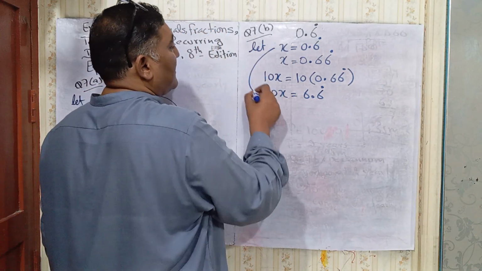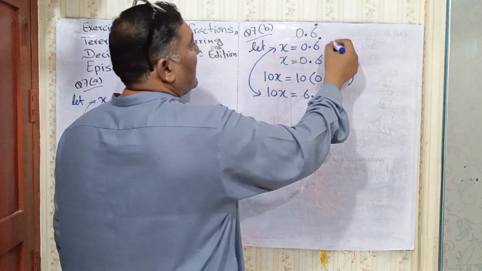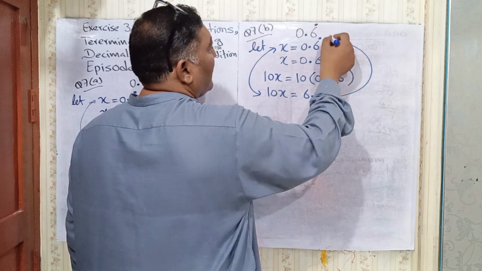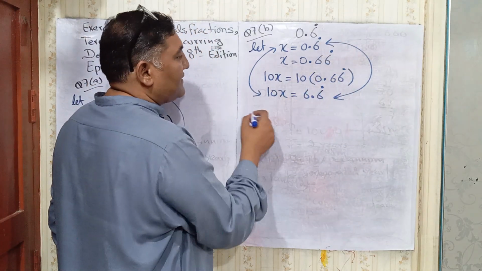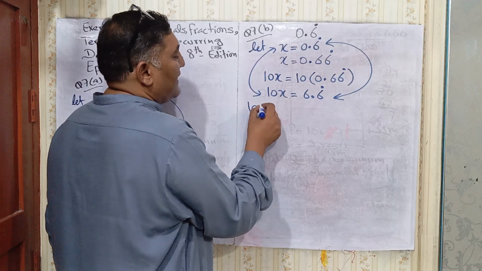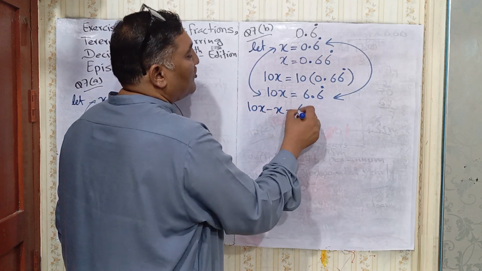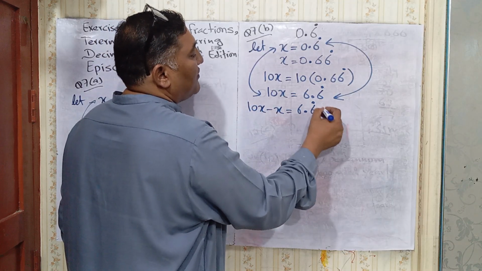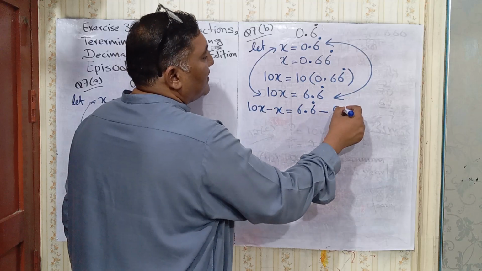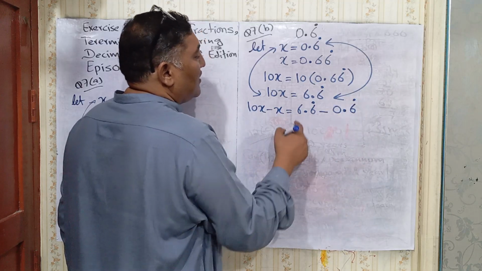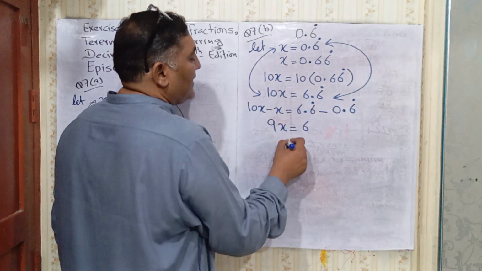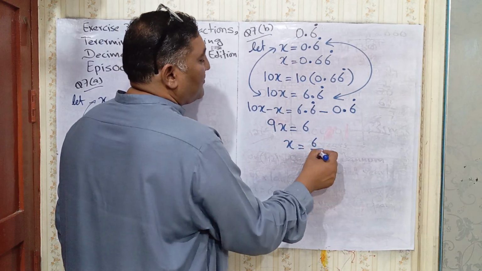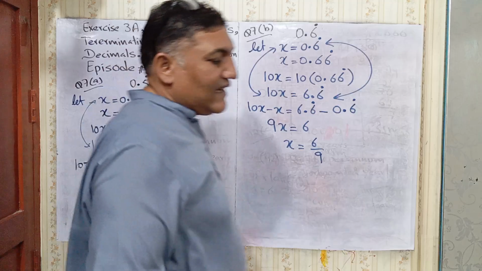Now I will subtract these two from each other. The right side will be subtracted from the right side. The left side will be subtracted from the left. These arrows are for your understanding only. Okay. So 10x minus x is equal to 6.6 dot, or bar, you can say 0.6 bar. So when you subtract them, here you are left with 9x, here you are left with 6, so 6 by 9.